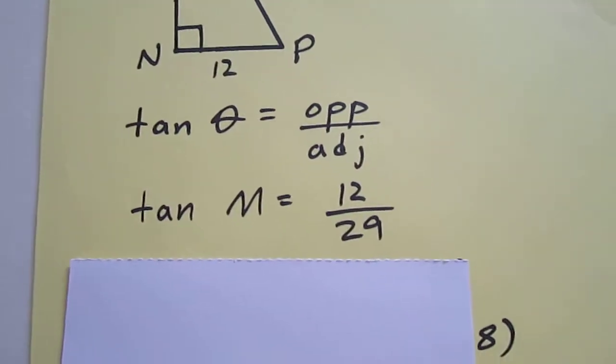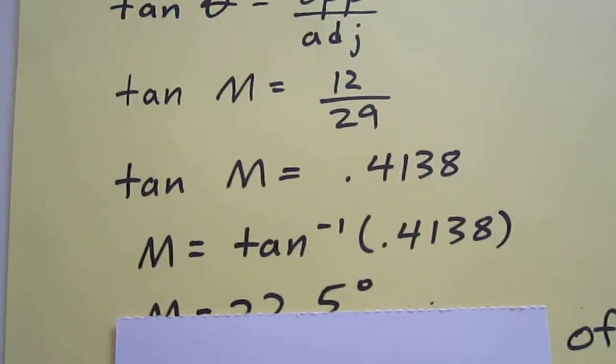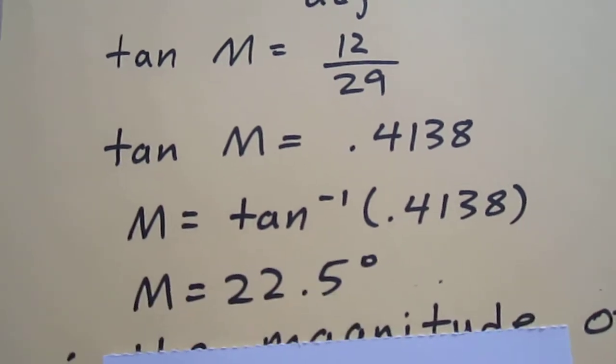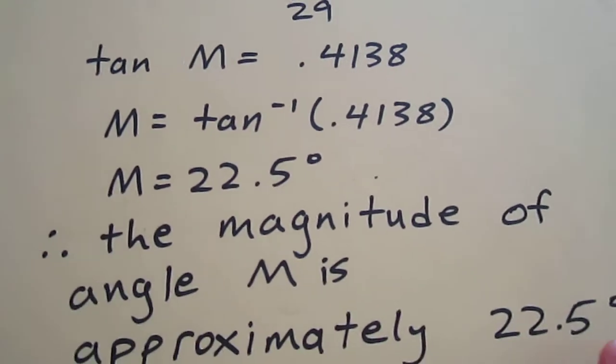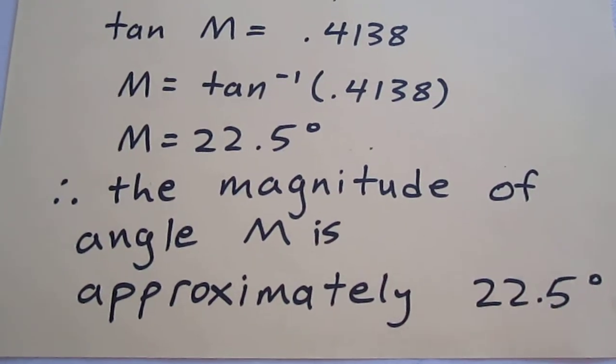So the tan of M will be 12 over 29, which is 0.4138. M is therefore tan inverse 0.4138, which is 22.5 degrees. So we can say that the magnitude of angle M is approximately 22.5 degrees.